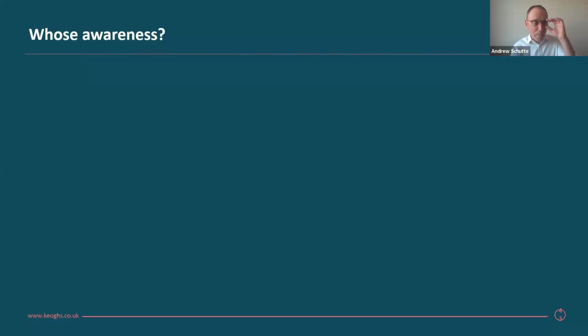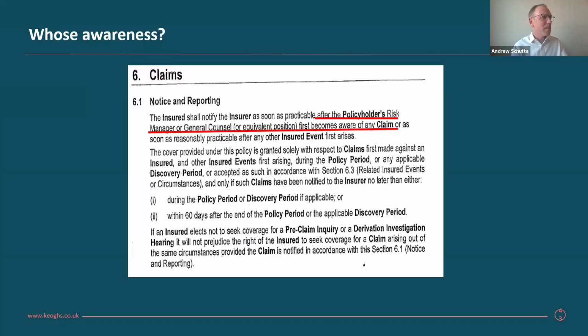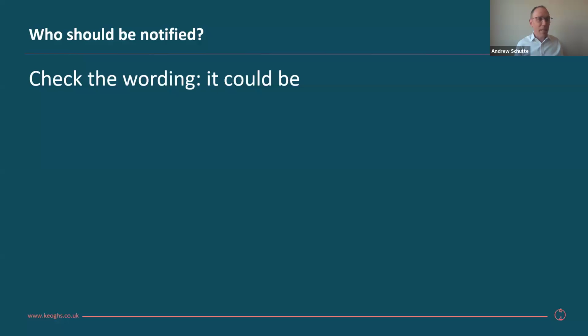First of all, who is becoming aware of the thing that needs to be notified? Well, you might find some language about that, not always. This is another D&O example. The risk manager or general counsel has to become aware of the claim, and that's then the trigger to notify. If there's nothing in there, then it's the insured as a whole, probably. But sometimes whose awareness is important. And this was, I think, the question that's being asked. Who should be notified? Well, you need to check the wording.